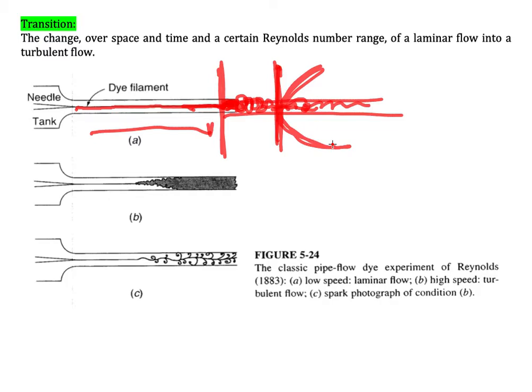This experiment was actually introduced by Reynolds. The calculation of this will produce a Reynolds number. Normally it is rho V d over mu.